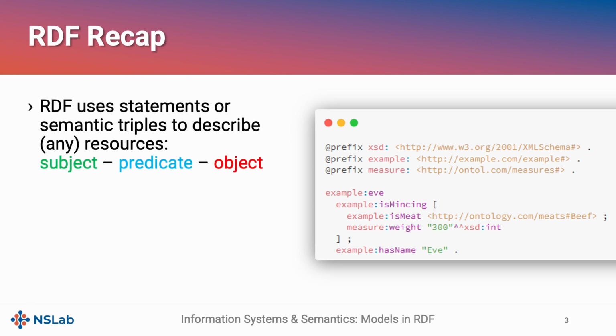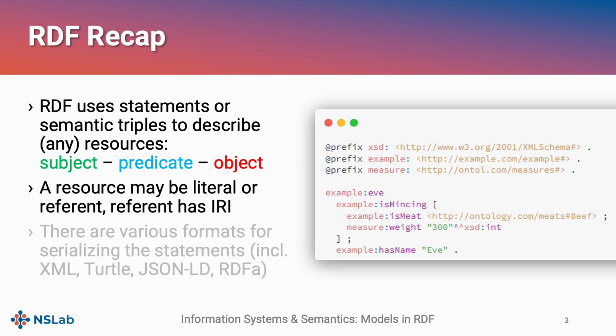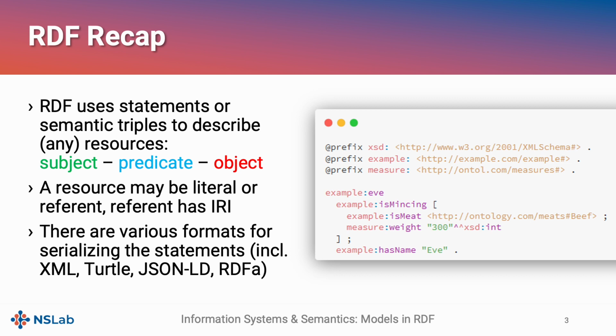RDF uses statements or semantic triples to describe practically any resource. Such a statement has form of subject, predicate, and object. Eventually, we also have quads with a fourth element capturing a context. A resource may be some literal value or referent, which is something with assigned identifier. And there are various formats for serializing or representing the RDF statements. On the slide, on the right side, we can see an example in the Turtle format.